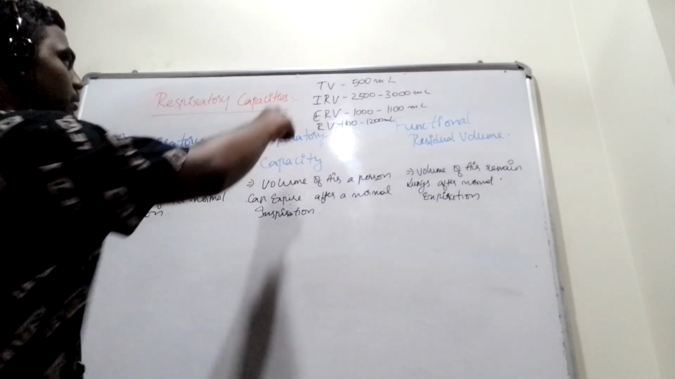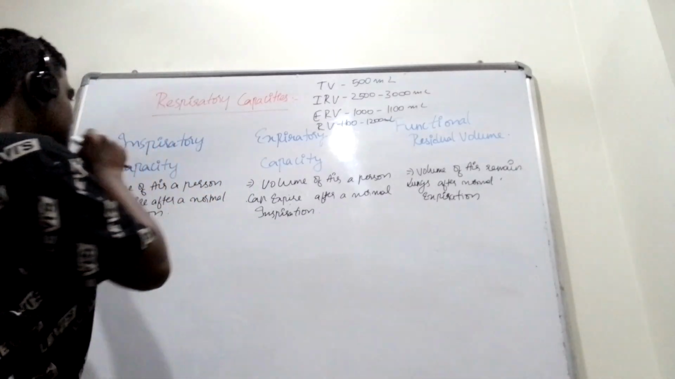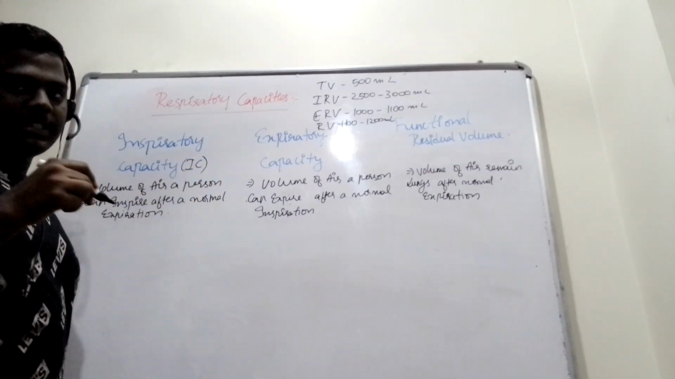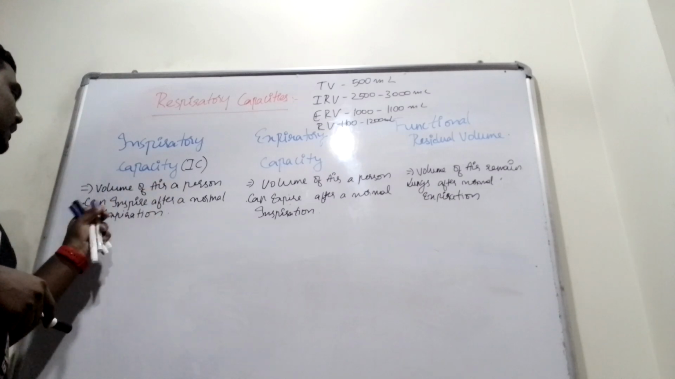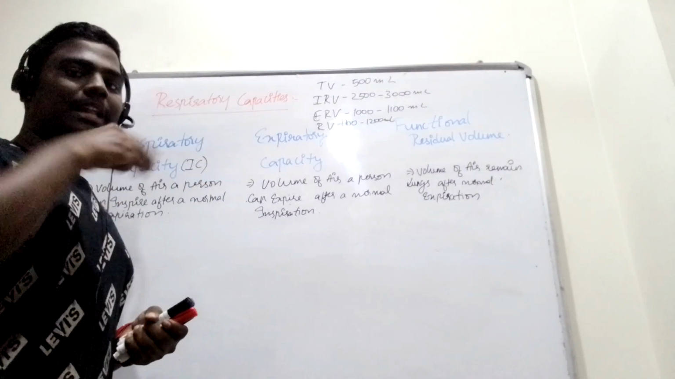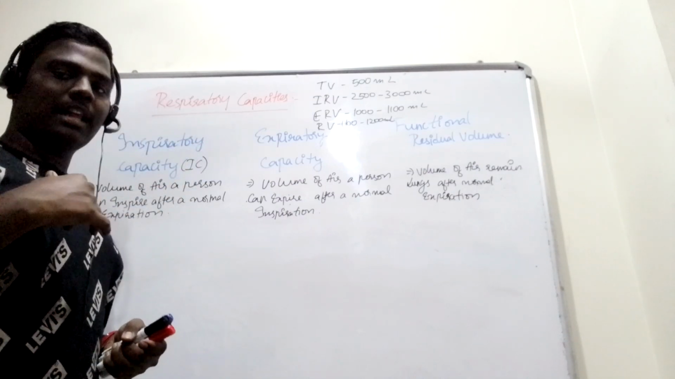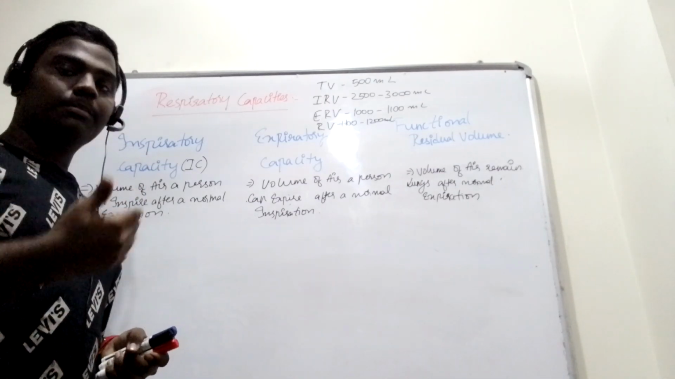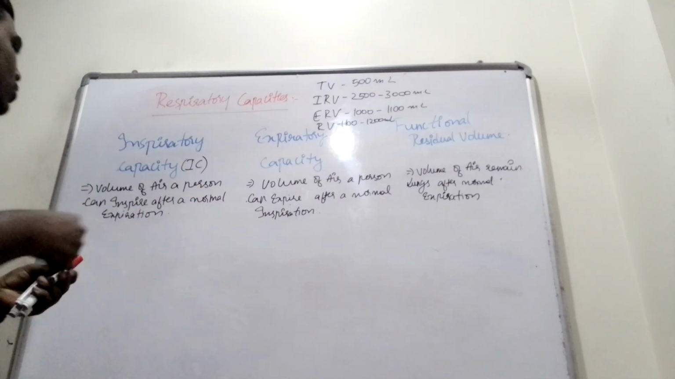Now with the help of these volumes we will find out the capacities. First is inspiratory capacity, the abbreviated form is IC. What is this IC? It is the volume of air a person can inspire after normal expiration, nothing but exhaling. Normally I am exhaling air outside. After exhaling I will inhale, correct? The amount of air that I will inhale after normal expiration is the IC, that is inspiratory capacity. How do we get IC?